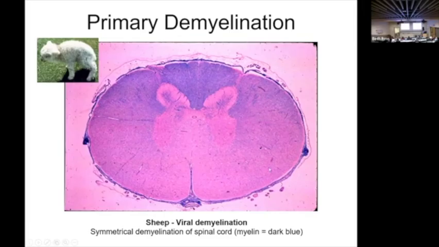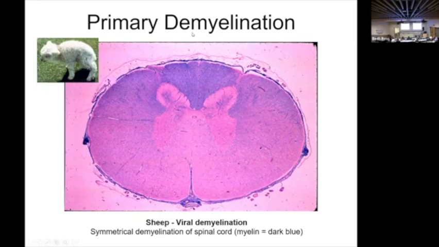This is viral demyelination. So this is not an H&E, our normal stain. This is a Luxol fast blue. Don't worry about writing that down. You don't need to know that, unless you're going to become a pathologist. But Luxol fast blue is a specific stain for myelin, and as the name implies, it stains myelin blue.